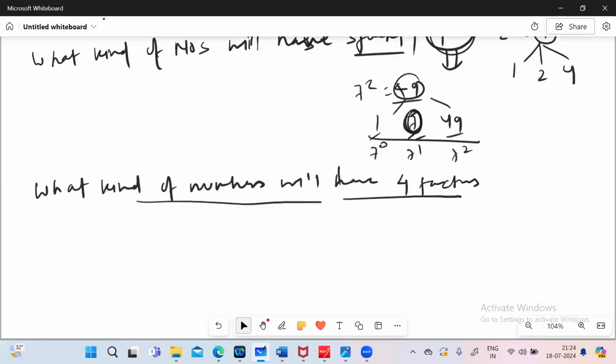The cube of a prime number. Yes, very good. One of such kind is the cube of prime numbers. So any prime which has a cube, all the factors will be p0, p to the power 1, p to the power 2, p to the power 3.